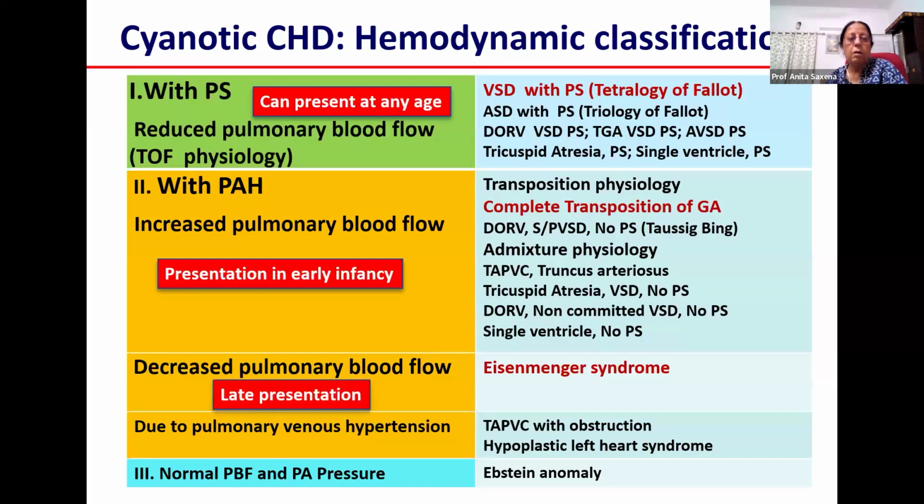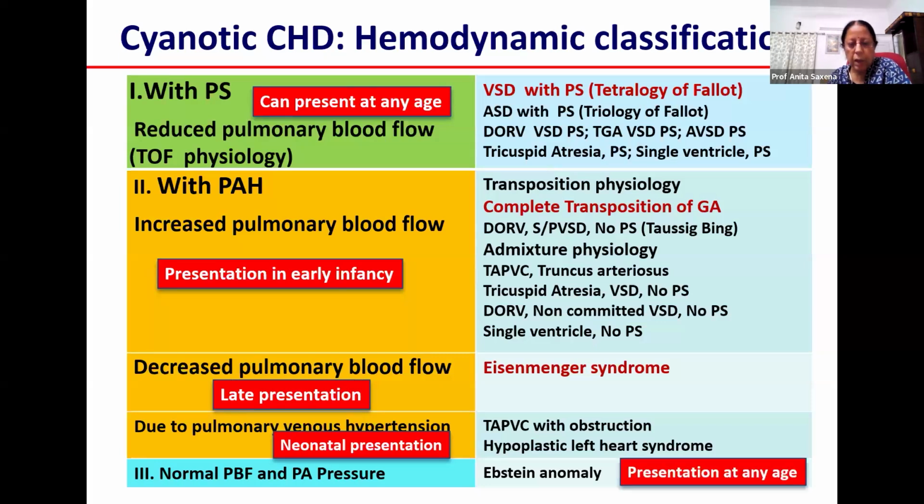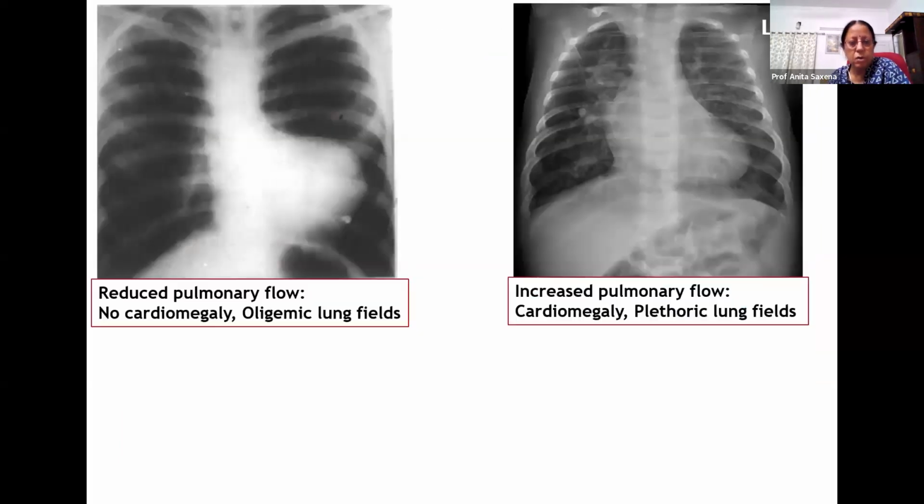Then the second reduced pulmonary blood flow situation, which often occurs later, is Eisenmenger syndrome. And as we discussed, this is also a decreased pulmonary blood flow situation. Very rarely you may have conditions like obstructed TAPVC, hypoplastic left heart, and these are the sickest babies. They would present very early in life. PDA does not help them much, and therefore the likelihood of presentation is going to be very early. And then, of course, Ebstein can present at any age. In fact, it may have bimodal distribution.